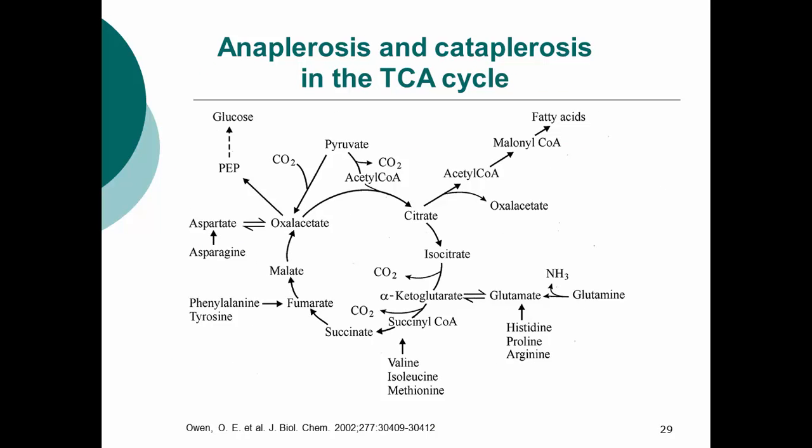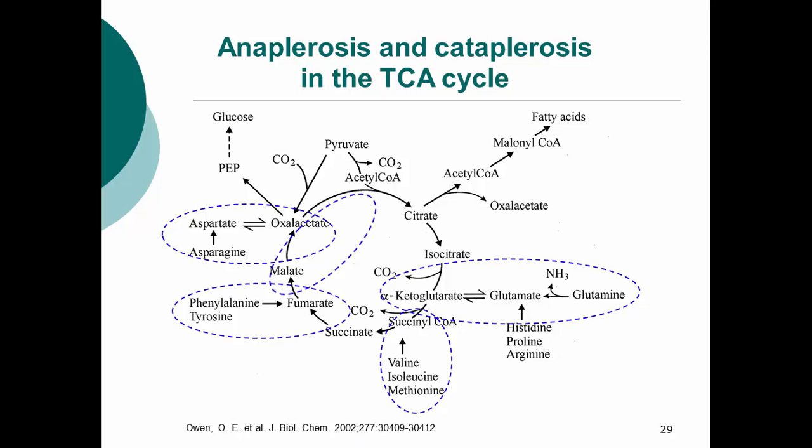And more information about these two processes. For example, in this reaction we are adding alpha ketoglutarate, which is an intermediate of the TCA cycle, to the TCA cycle. So this reaction we call anaplerosis, right? Similar for these reactions. Okay, so all these reactions that you can see, adding intermediates to the TCA cycle, are called anaplerosis or anaplerotic reactions, right?